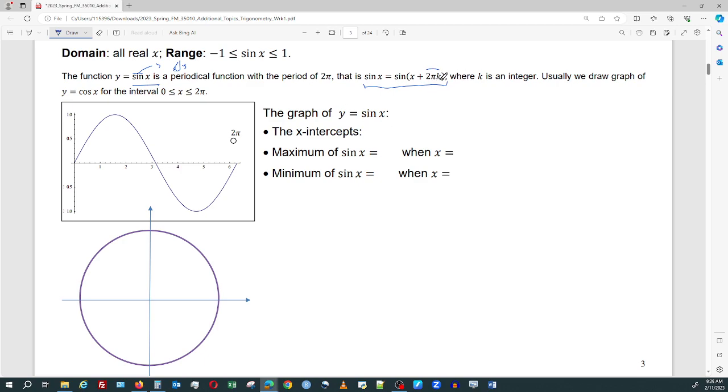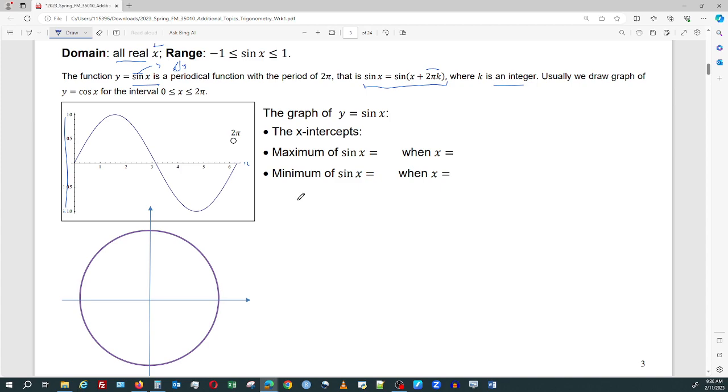But this means that when k is an integer, k is 0, that 2 pi will be 0, and so it's just sine x. So sine x has this range. We've got all the x's that can go in, backwards and forwards, or all the thetas, we'll call that theta as well. And for sine, it's between 1 and -1. So that's a typical range for our sine curve.